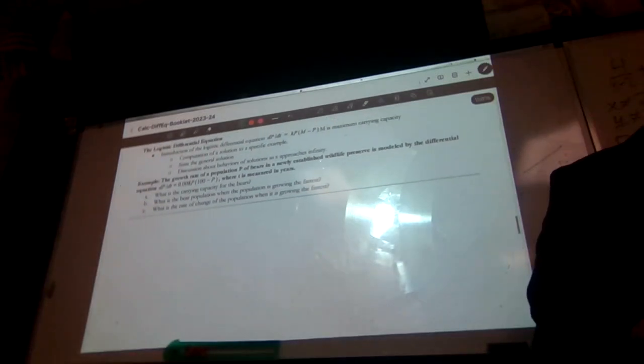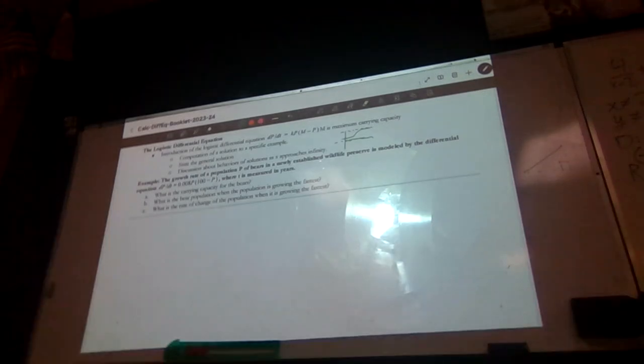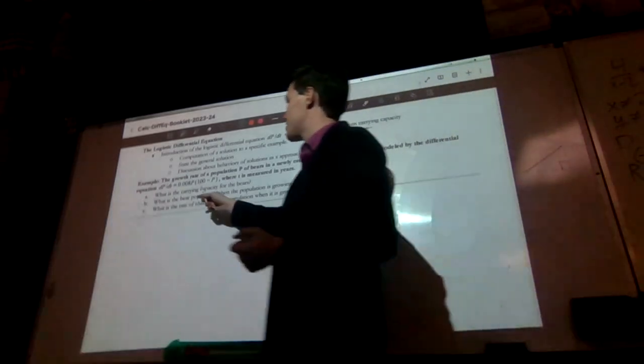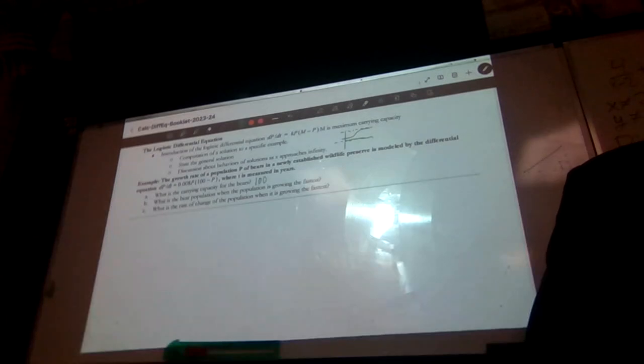As we recall, this is going to create a graph that looks like so, where we have an asymptote here and an asymptote here. We cannot go below 0 and we cannot go above the maximum carrying capacity. So what is the carrying capacity for these bears? Given this equation, we have dP over dt equals 0.008 P times 100 minus P. If you look here, what is the M value? It is going to be 100 bears. So therefore my answer is 100.